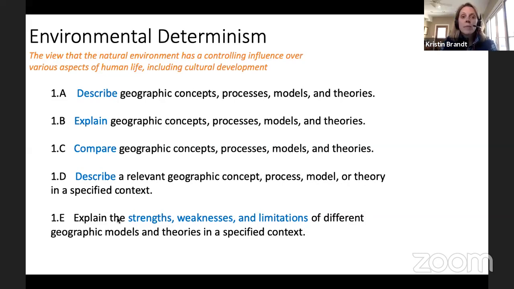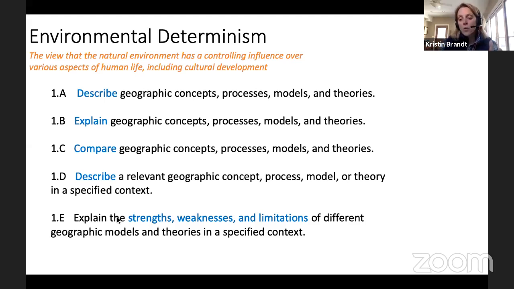So we're going to start with environmental determinism. So you see the definition there. And so you're not going to get asked to define something on the AP exam because you're going to be taking these at home. So you're going to want to have access to this. We want to know how you can think about it in describing, explaining, comparing. Okay. So when we talk about it, the view is that the natural environment has a controlling influence over various aspects of human life, including cultural development.